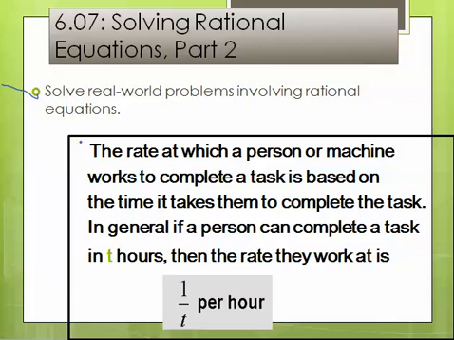What we're looking at here is that the rate a person or a machine works to complete a task is based on the time it takes them to complete a task. In general, if a person can complete a task in t hours, then the rate at which they work is 1 over t per hour. That's just generally the equation you can use, 1 over t per hour.